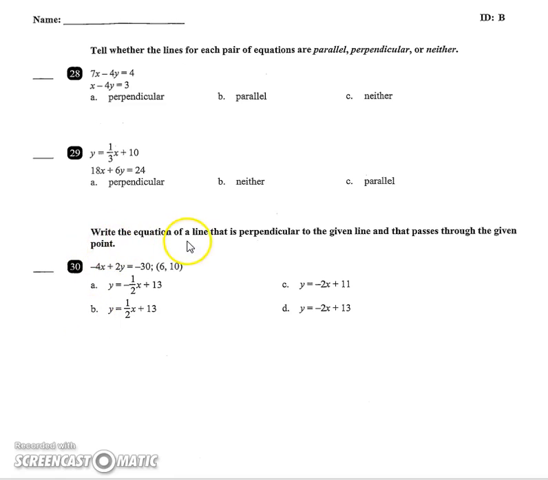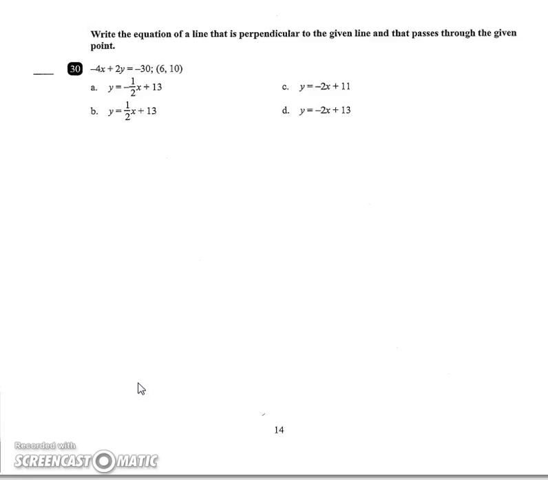Number 30, write the equation of the line that is perpendicular to the given line and that passes through the given point. Notice it is in standard form to start with, so you will need to transform that to slope-intercept form in order to find its slope. Keep in mind it's not parallel, it is perpendicular, and it passes through 6, 10. So you can use point slope form or slope-intercept form to write your equation.